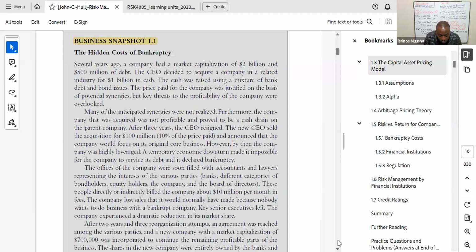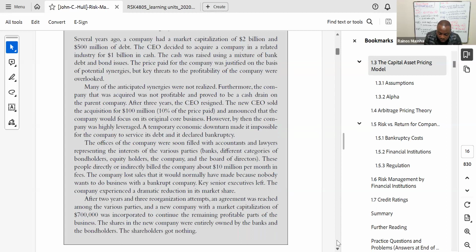And here they say, several years ago, a company had a market capitalization of 2 billion and 500 million in debt. The CEO decided to acquire a company in a related industry for $1 billion in cash. The cash was raised using a mixture of bank debt and bond issues. The price paid for the company was justified on the basis of potential synergies, but key threats to profitability of the company were overlooked. Many anticipated synergies were not realized, and furthermore, the company that was acquired was not profitable and proved to be a cash drain on the parent company.